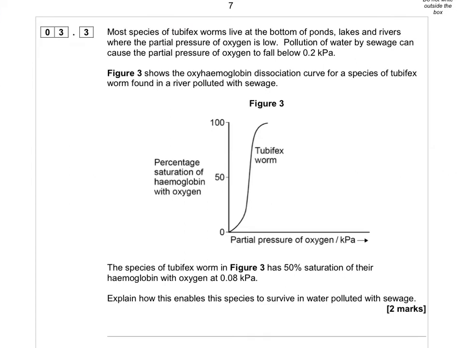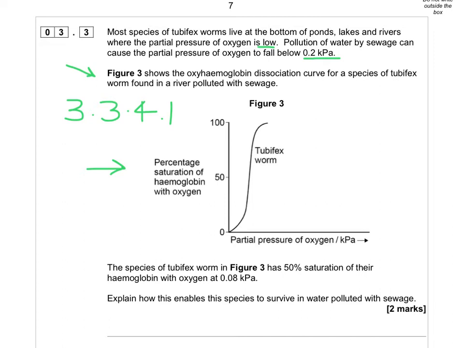Then they give you some information in 3.3 about tubifex worms and where they live. There are a few clues: they live at the bottom of ponds, and the partial pressure of oxygen is low. It says pollution of water by sewage can cause the partial pressure of oxygen to fall to below 0.2 kPa. Figure 3 shows the oxyhemoglobin dissociation curve for tubifex. Now, this is related to mass transport, so this is spec number 3.3.4.1.